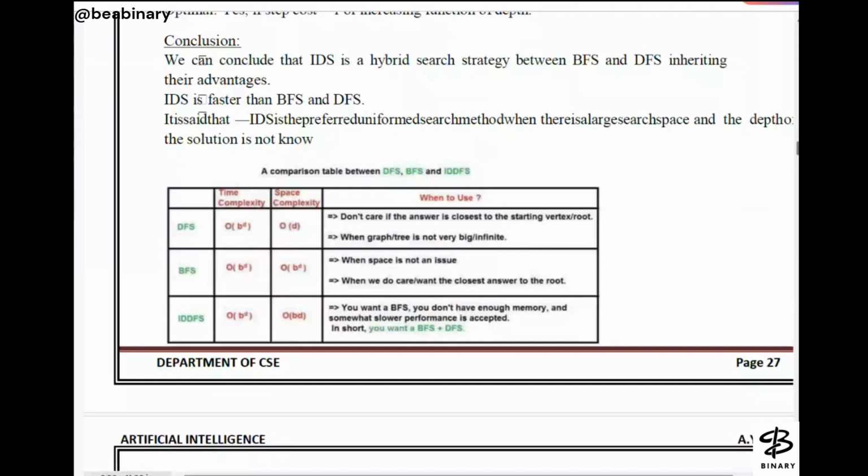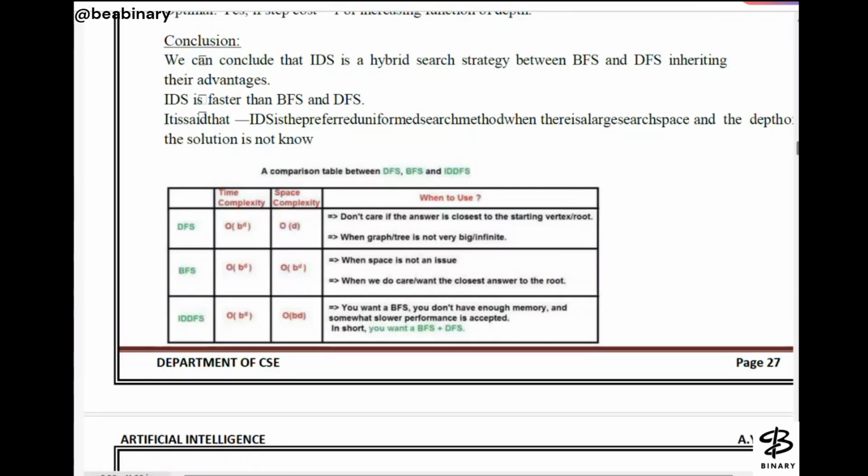So what's the difference? The time complexity is the same in DFS, BFS, and IDDFS, but the space complexity differs. DFS depends completely on the depth, so it is D, and in BFS the space complexity is B to the power D, and in IDDFS it is BD, the branching and depth factors.